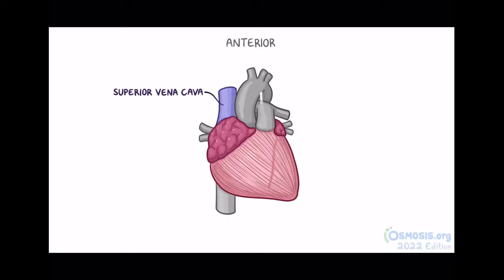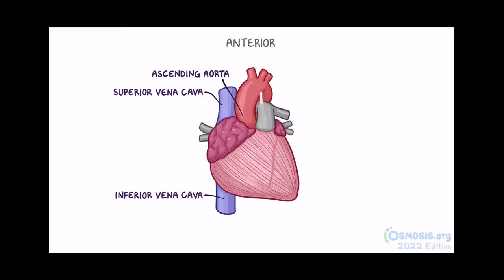So from right to left, there's part of the superior vena cava, which opens in the superior part of the right atrium. Then there's part of the inferior vena cava, which also opens in the right atrium, but the opening can only be seen on a posterior view.